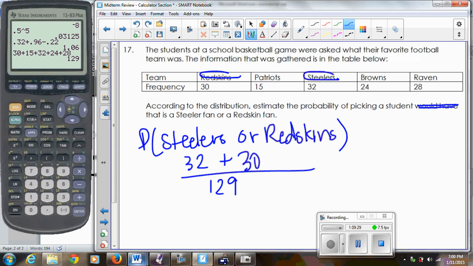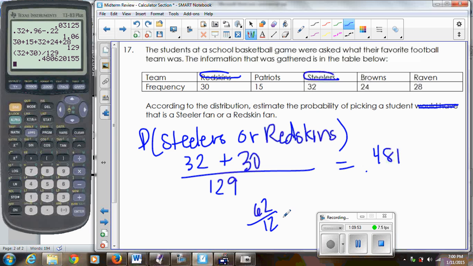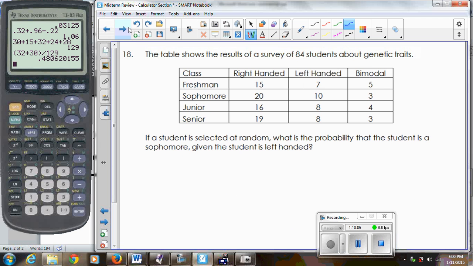So we're looking at 129. When I simplify this, we have 32 plus 30, and then when I divide that by 129, we get 0.4806 or 48.1%. And if you want, you can leave it as a fraction. It would just be 62 over 129. It doesn't matter. You can leave it as a fraction or a decimal. I think sometimes the decimal makes a little bit more sense when we're thinking percentages, because that basically means 48.1% of the fans either root for the Steelers or the Redskins.